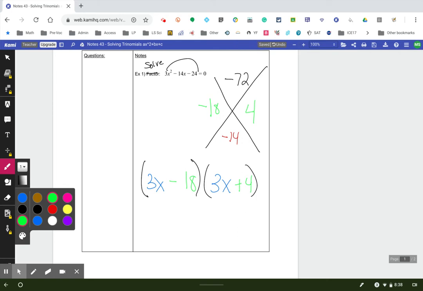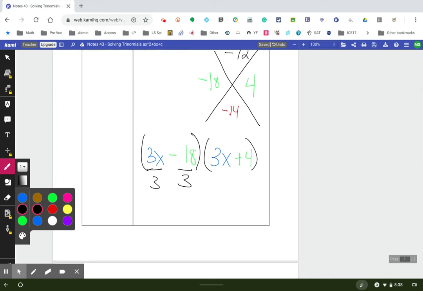Now we need to see if there's anything that we can divide both numbers inside the parentheses by. I always try to check the first number, and it so happens that 3 and 18 can both be divided by 3. So I'll do that. Divided by 3, divided by 3. Now if I look over here, 3 and 4, you can't divide either of those evenly by anything. So you're going to keep those. So this becomes x minus 6 times 3x plus 4. And these both equal 0.